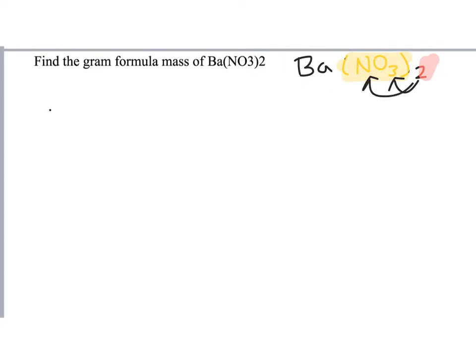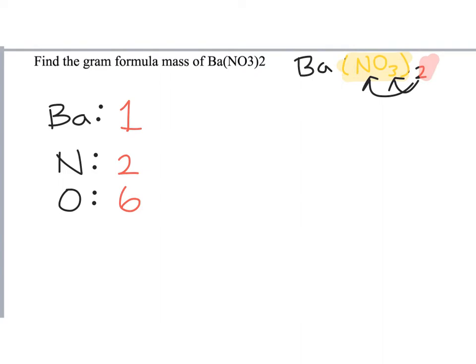That means when we go out to write how many Bas do I have, how many nitrogens do I have, and how many oxygens do I have, you're going to have to consider that this is 3 oxygens times 2. That means that we're going to have, very specifically, 6 oxygens. So I'm going to write that right here. 6 oxygens, 2 nitrogens, and only 1 barium.